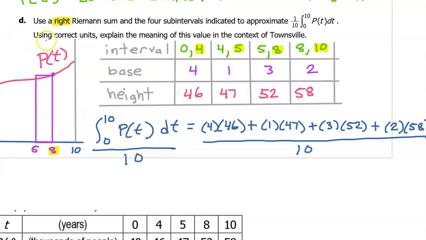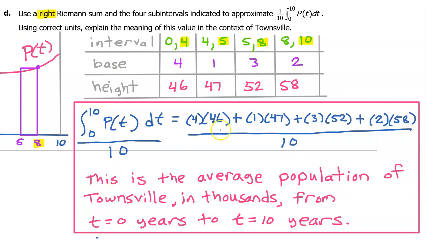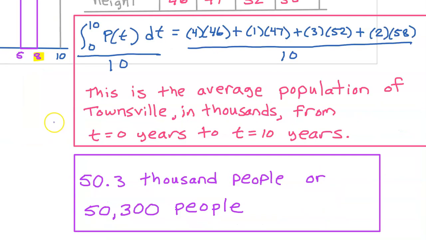In addition to finding the average value, we are asked to explain the meaning of this value in the context of Townsville. This number represents the average population of Townsville in thousands from t equals 0 years to t equals 10 years. If you're curious, this number comes out to be 50.3 thousand people, or 50,300 people.